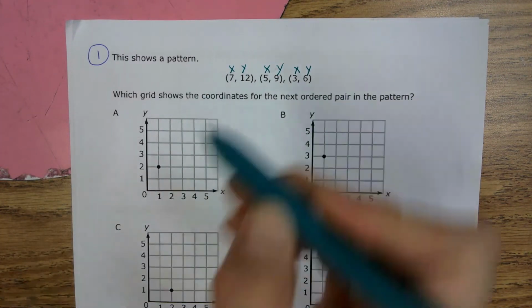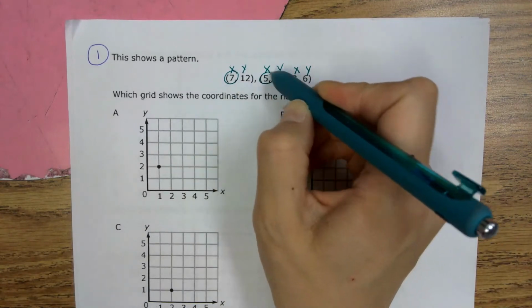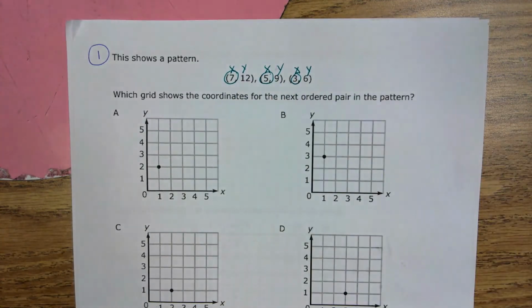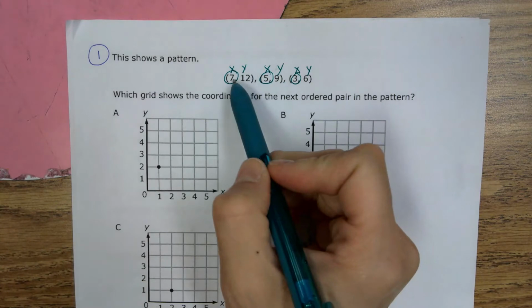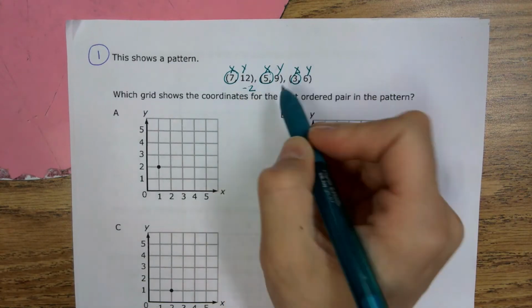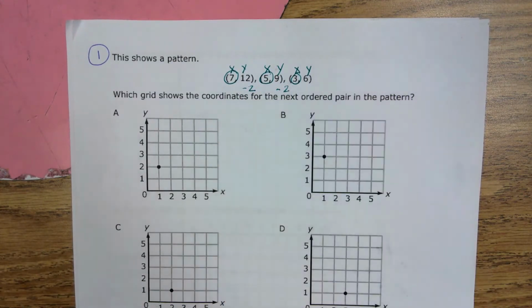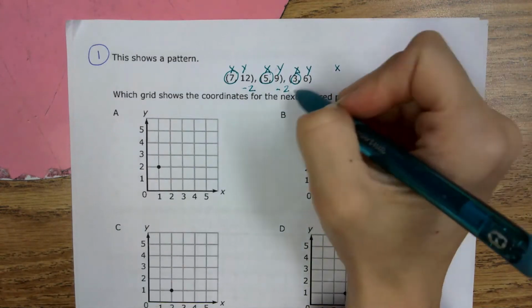So I'm going to look at my X's first. So I have 7, 5, and 3. And I can tell that those are getting smaller. 7 minus 2 is 5, and 5 minus 2 is 3. So it looks like my X's are going down by 2.